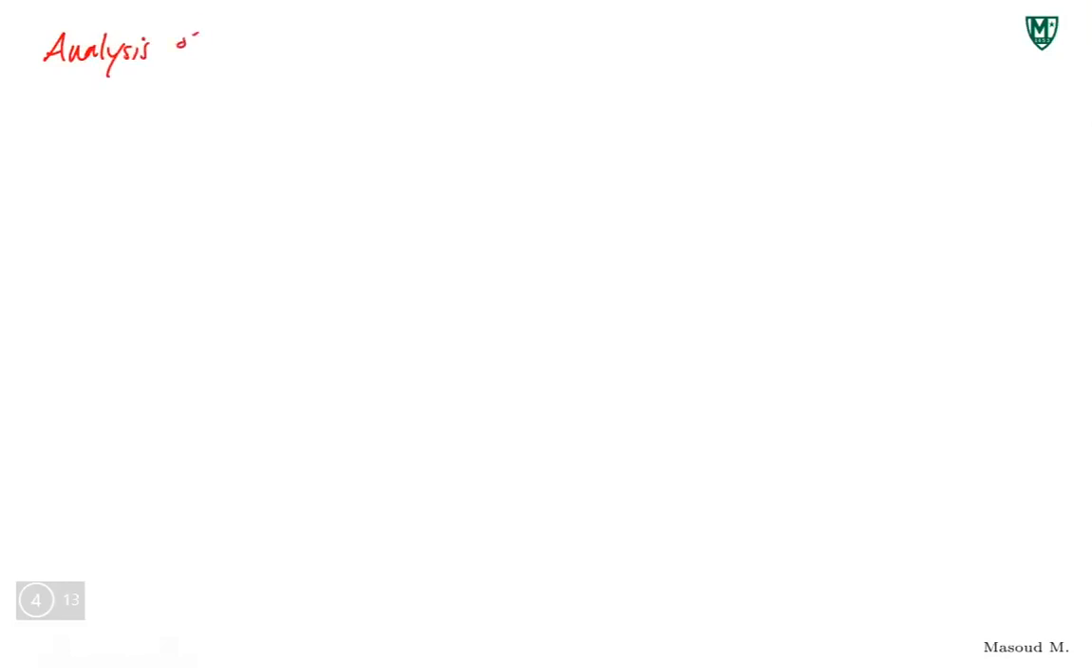Analysis of trusses. All right, so a couple of assumptions we make. As I said, it's a two-force member, every member in a truss. Now, something we have to keep in mind is that members of a truss are assumed to be slender. What does the word slender mean?